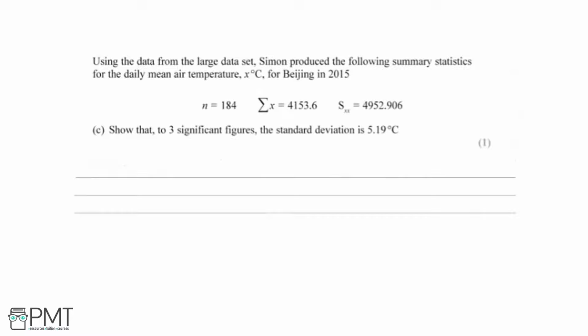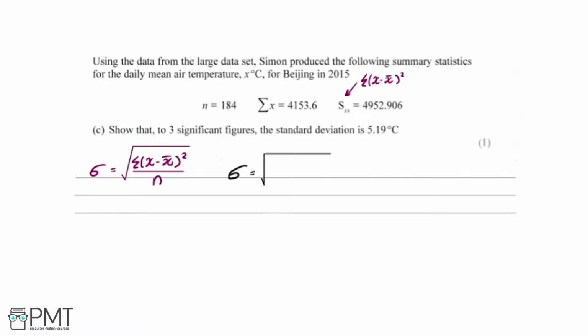Part C says we need to show that to 3 significant figures the standard deviation is 5.19 degrees, and this is for 1 mark. So in the formula booklet we get this formula for the standard deviation. Essentially what this means is the summation of x minus x bar all squared. So we've got enough information to work with this. So the standard deviation equals the square root.